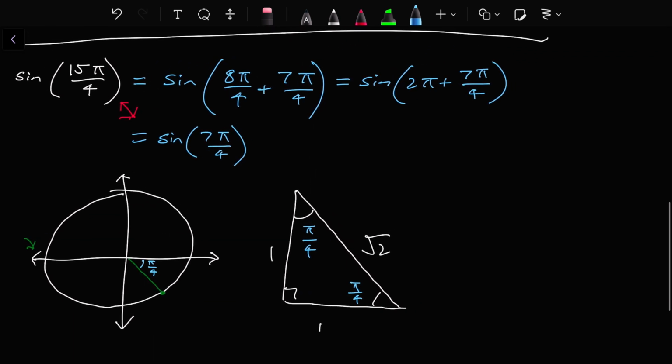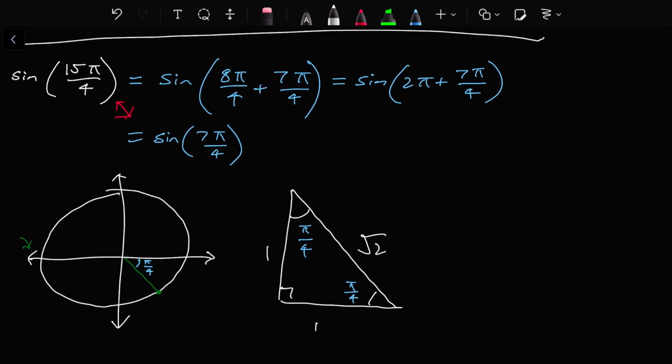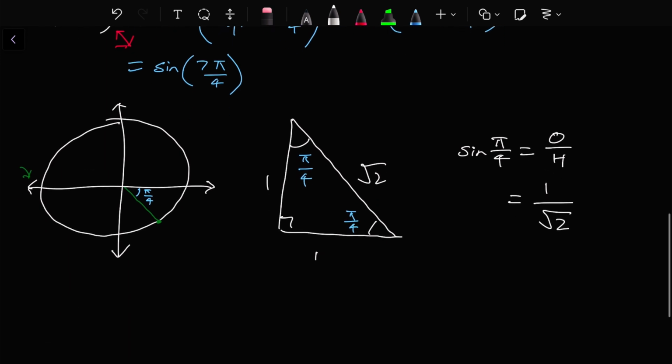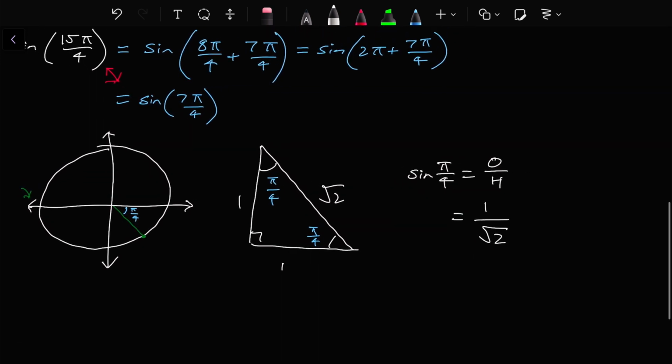I want the sine of it, okay? So the sine of pi on 4 is equal to the opposite over hypotenuse, which is equal to 1 over root 2. And now, again, I ask my question: positive or negative? And I know we're in the fourth quadrant. Sine measures the y, which means it's going to be negative.